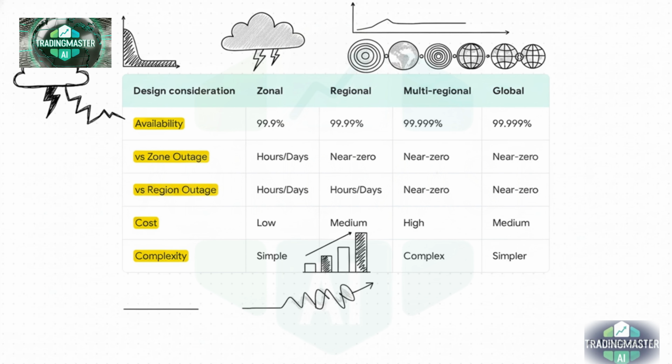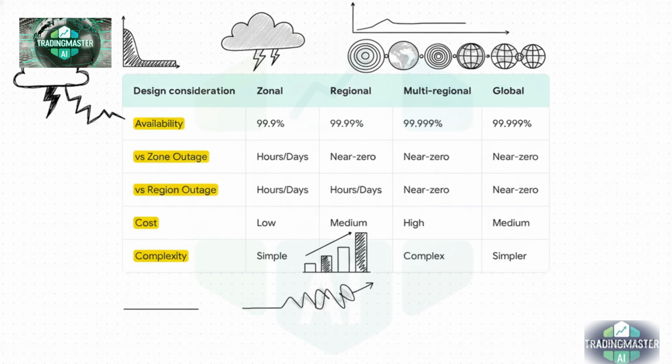You can see the trends so clearly. As you move from left to right, your availability and your ability to withstand outages just skyrockets. A regional model shrugs off a zone outage, while multi-regional can survive an entire region failing. But, and this is a big but, look at those bottom rows. That resilience costs more and it's more complex to manage.